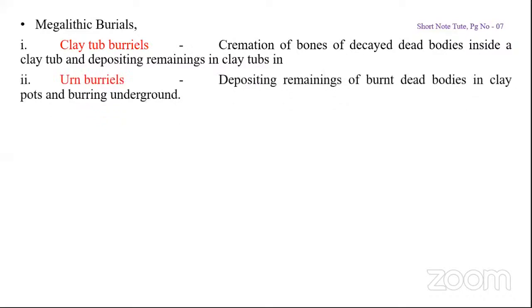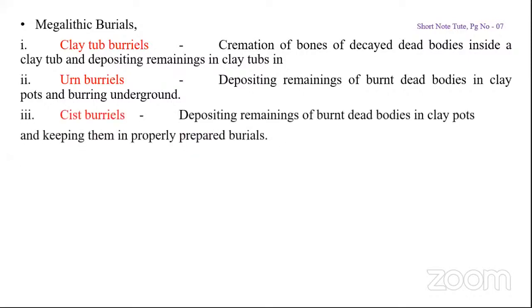So the second method is urn burials. In urn burials, what do they do? Depositing remainings of burnt dead bodies in clay pots and burying underground. So this time, the entire dead body was burnt. After burning the dead body, they keep the remains inside a clay pot, and after that they bury the clay pot underground. So that is known as urn burials. Urn means clay urns.